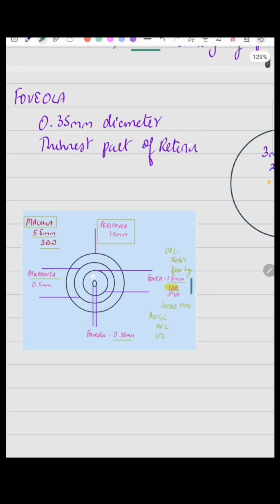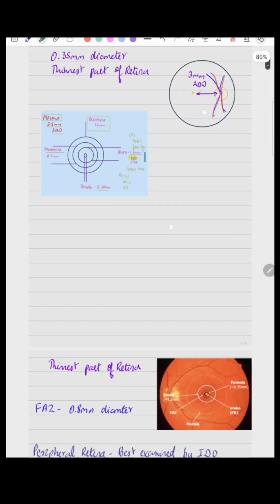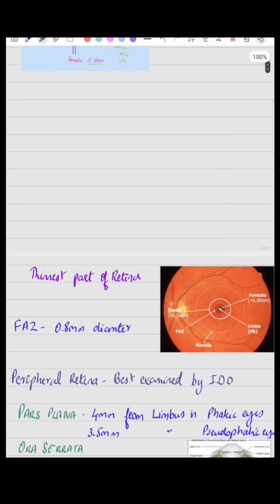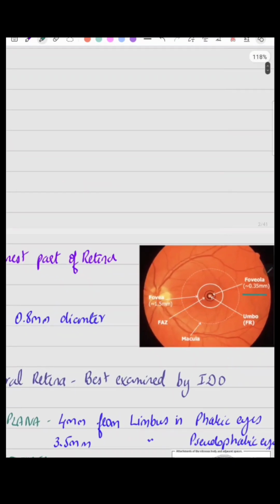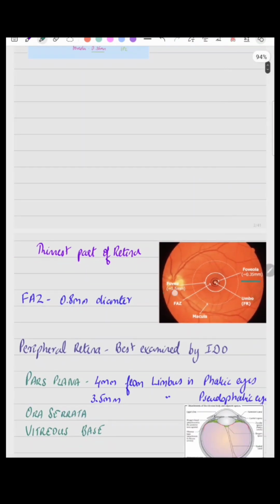Here the cones are tightly packed. It is the central depressed part of the macula, and it is the more sensitive part of the retina. Next is the foveola. See, this whole circle is the fovea, and inside that is the foveola.